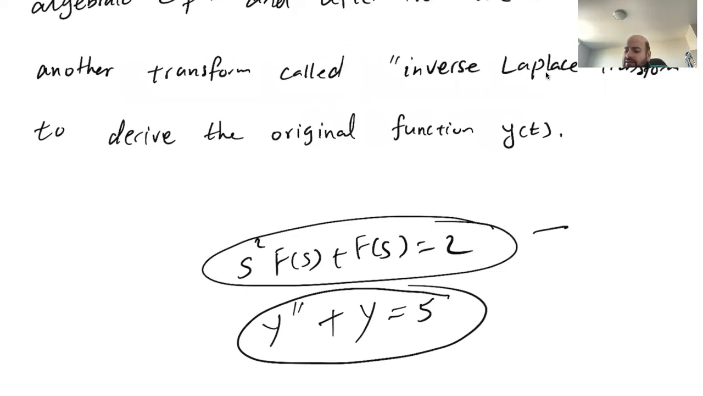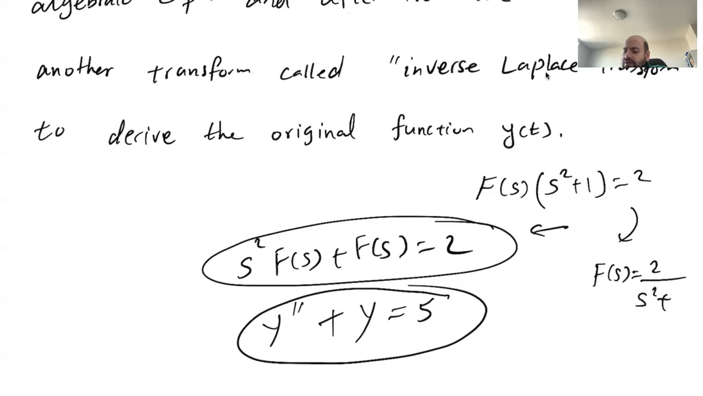So here, in this equation, there is no derivative. So it's just an algebraic equation. If you want to solve for, let's say, F of s, you can simply factorize F of s. F of s times s squared plus 1 equals 2. And then F of s can be solved as 2 over s squared plus 1.